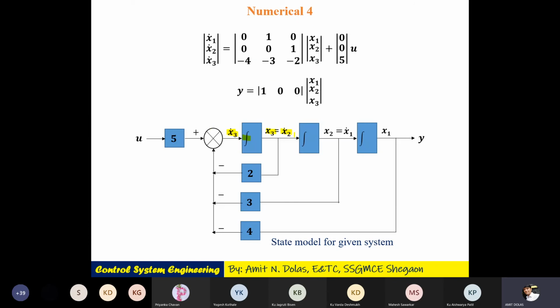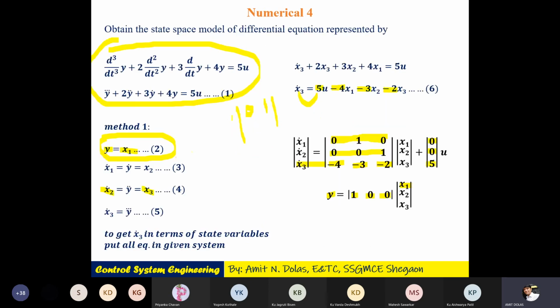We have not used the summing block here because x3 is nothing but x2 dot. If we integrate x2 dot, we'll get x2. x2 is nothing but x1 dot. And if we integrate x1 dot, we'll get x1. So you can see from this complete line, you'll get everything: x3 dot, x2 dot, x1 dot, x3, x2, and x1. Once we get that, later on, check for the equations. Check for this equation.